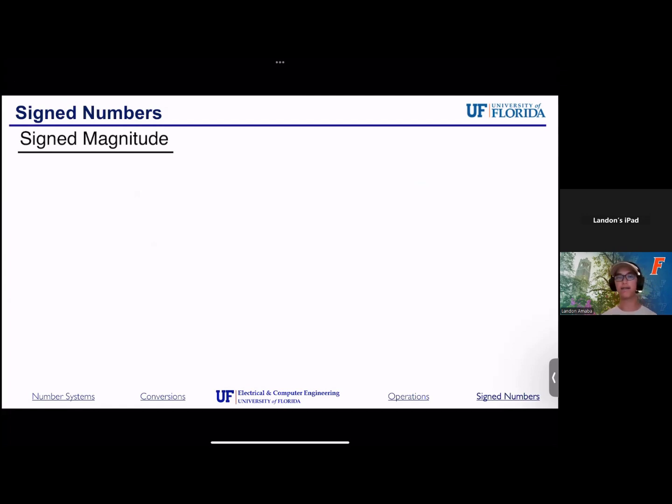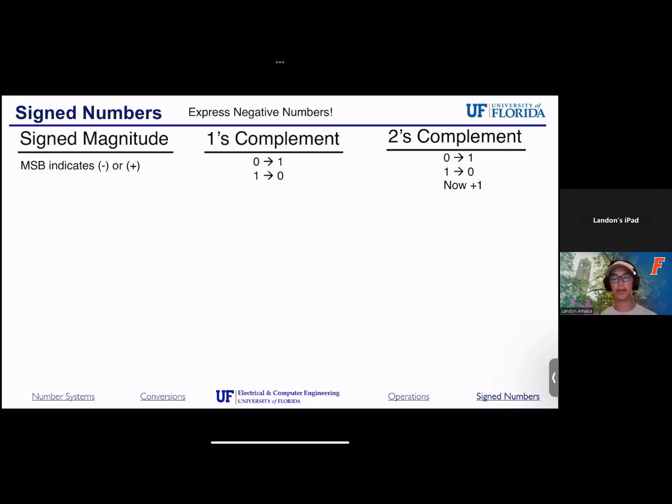So one person might have a set of 4 bits that they're interpreting using sign magnitude, and another designer might have the same 4 bits, but it'll be a different base 10 number because they're interpreting it in a different way. So yeah, of course, these are the 3 main ways you'll run into. So sign magnitude, the most significant bit, MSB, indicates if it's negative or positive. If it's negative, then you'll have a 1 in the MSB. And if it's positive, you have a 0 in the MSB.